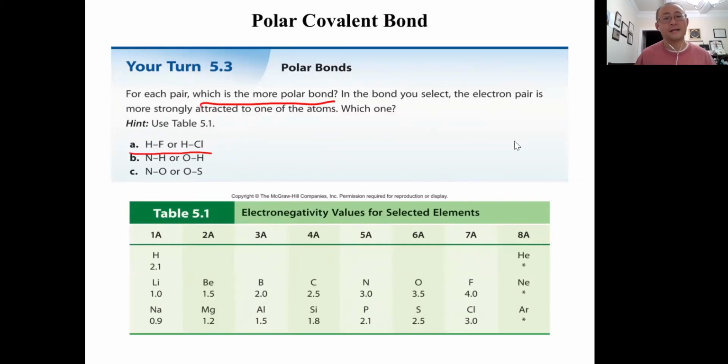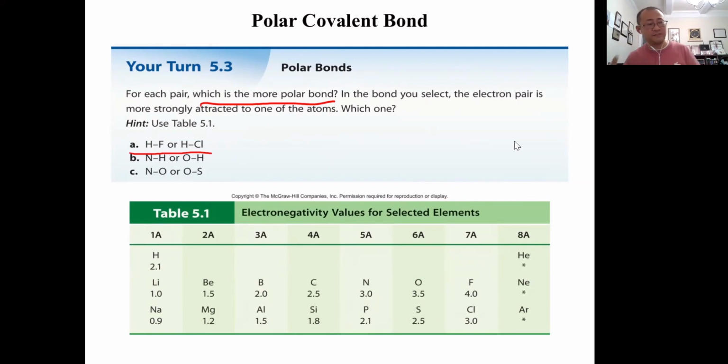And very similarly, for the NH bond and the OH bond, all you need to do is compare N and O. Oxygen is to the right of nitrogen, so oxygen is more electronegative, and because of that, the OH bond difference will be bigger than the NH bond, so the OH bond is more polar. Again, a polar bond means electron activity is different. More polar means a greater difference between the shared elements.